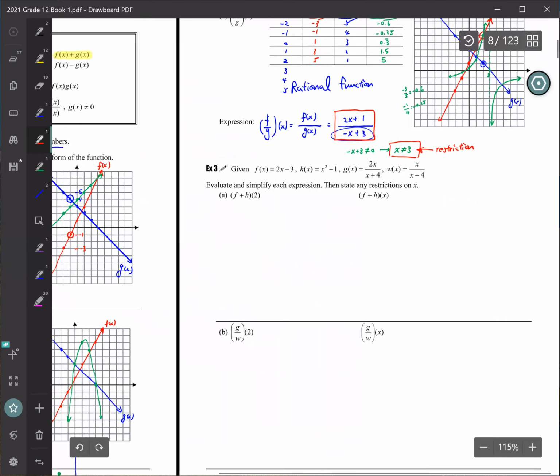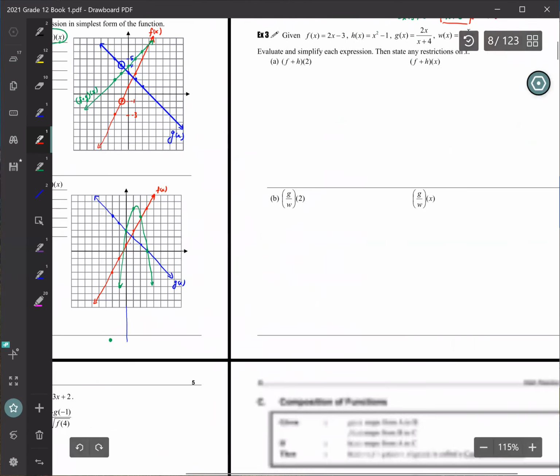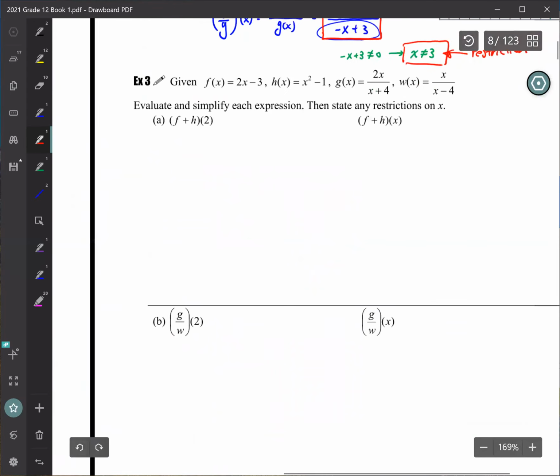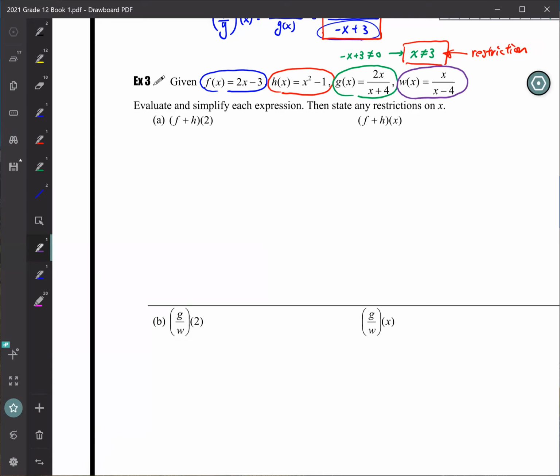So this time, let's look at some different functions. We have a linear. This is a linear. This is a quadratic. This is a rational. I'm running out of colors. This is also another rational. Okay, we have 4 different functions.